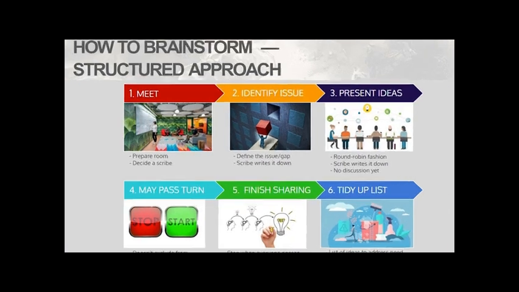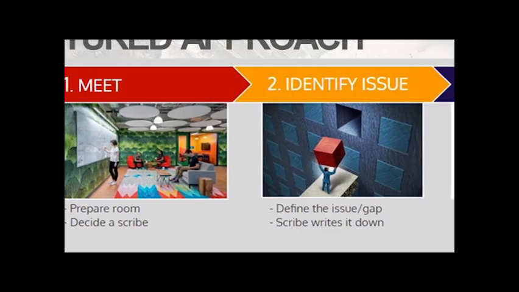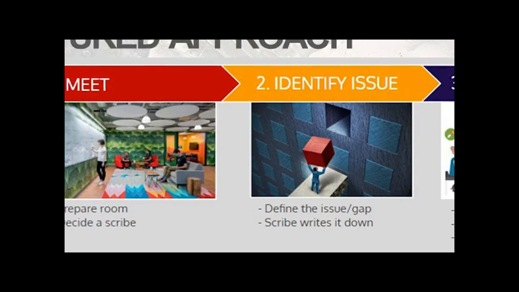Number one is meet. Your team needs to meet in a space that is comfortable, the room is prepared, it has privacy, no distractions, and you need to have a scribe ready to take notes. Number two is identify the issue. Define what that issue is, or that gap, the quality gap that needs to be addressed. It needs to be filled with your quality plan, and this is the idea gathering that's going to happen.